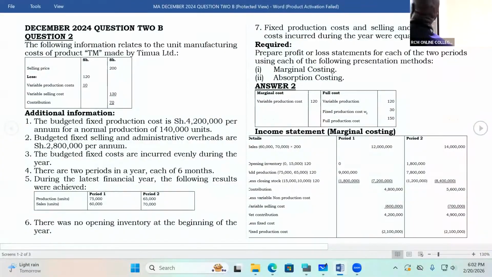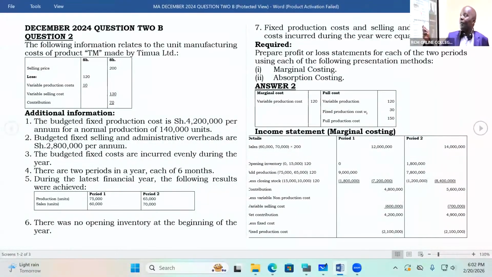December 2024, question number 2B. We are told the following information relates to the unit manufacturing cost of product TM made by Timua Limited. Additional information: the budgeted fixed production is 4.2 million for a whole year, for a normal production of 140,000 units. Budgeted selling and admin overheads are 2.8 million per annum.